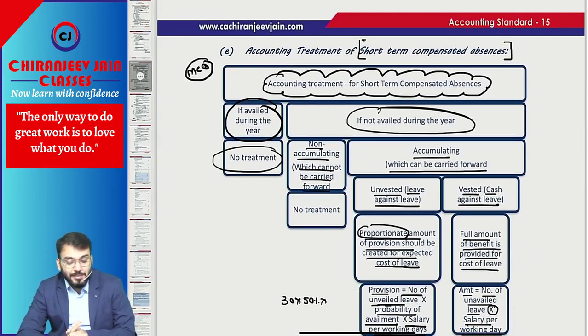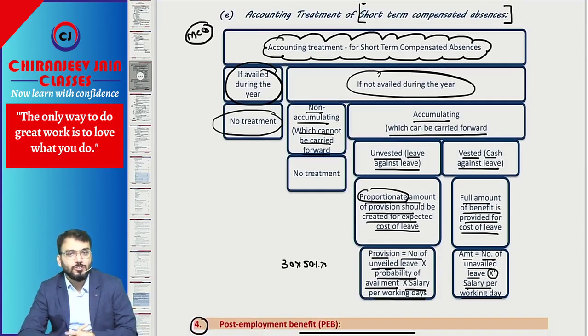If absences are availed during the year, then no treatment. If not availed and non-accumulating, no treatment. Accumulating can be of two types: one is vested, the other is unvested. Vested means cash against leave, unvested means leave against leave. Whenever vested, the full amount of expected cost of leave will be recognized as a liability or provision. Provisions are also liabilities. When unvested, a proportionate amount of the provision should be created for the expected cost of leave.